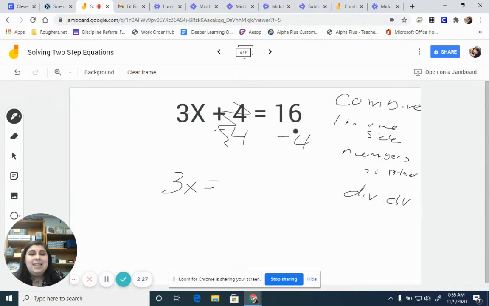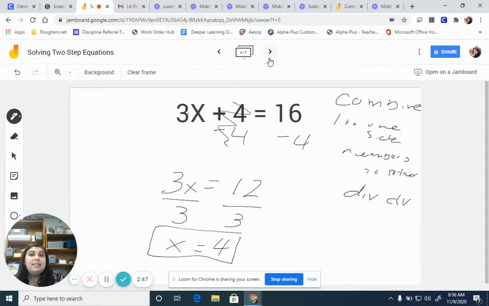And then I have 16 minus 4 here, and that would give me 12. Now my letters are on one side and my numbers are on the other. So now this multiplying 3 has to go, and I get rid of a multiplying 3 by dividing by 3. So x equals 4.